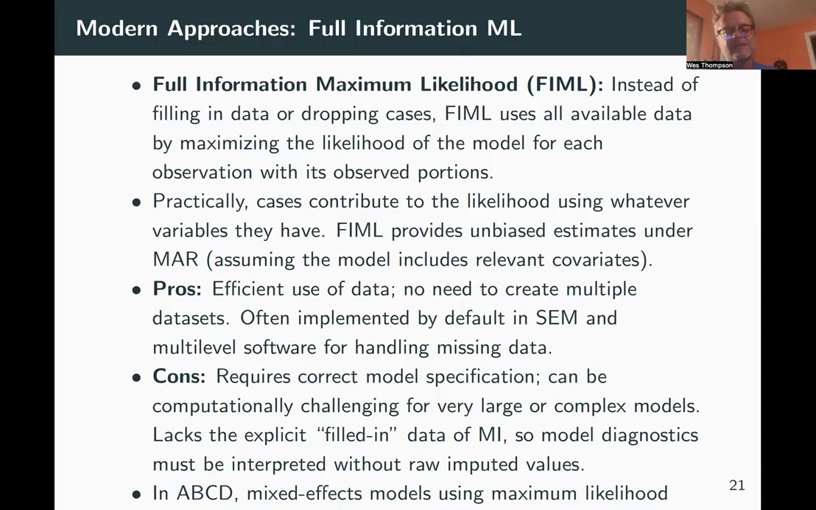The pros of this are efficient use of the data and no need to create multiple data sets like in multiple imputation. It's often implemented by default in structural equation models and multi-level software for handling missing data. Again, the cons are that it requires correct model specification. I mean, that's a con for all of these different approaches, to be honest. And it can be challenging to do that in very large or complex models. But again, we have code for doing this using the OpenMx package in R. And then it's also possible to do it using Mplus, if you're an Mplus user.